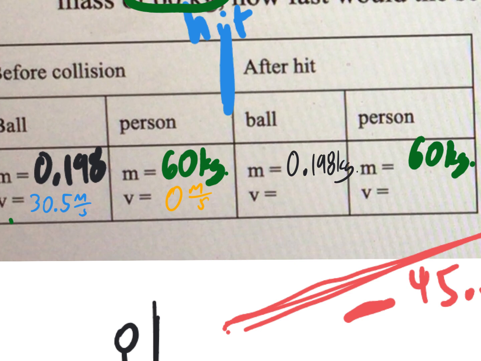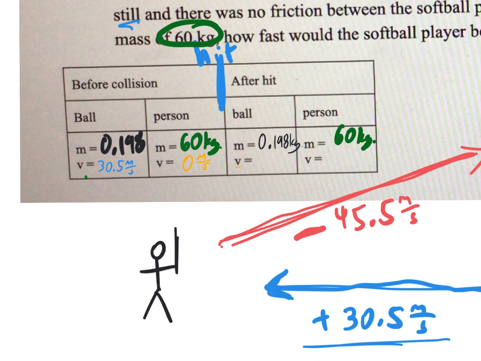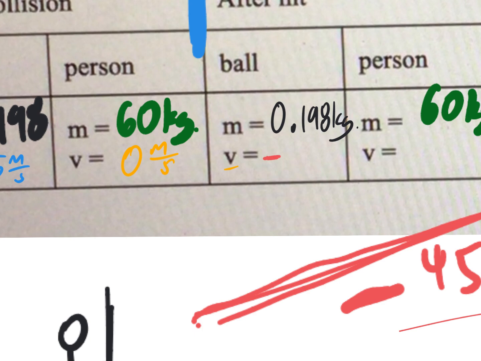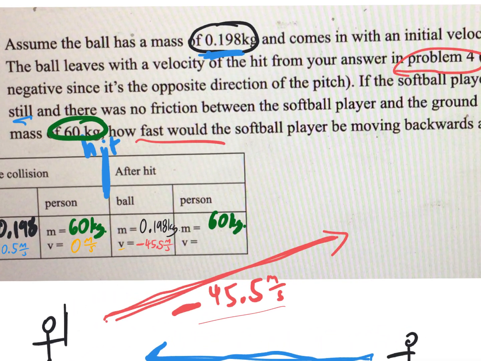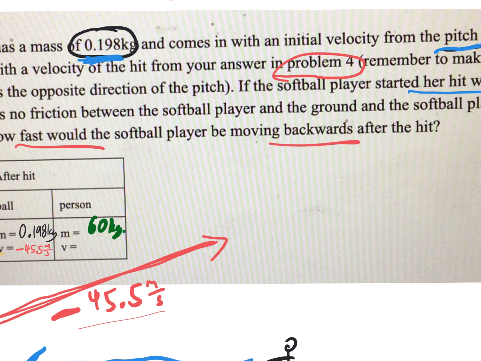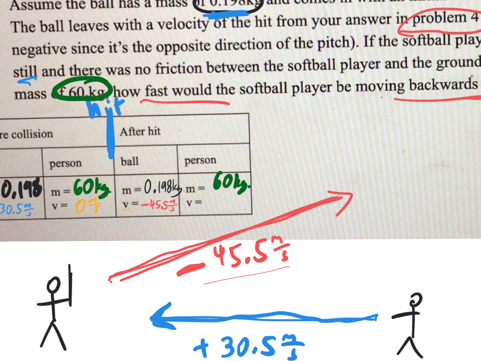After the hit, the ball's velocity is going to leave at 45.5, and I have to make sure that's negative, so that's going to be negative 45.5 meters per second. And the question is, how fast would the softball player be moving backwards after the hit? So I'm going to solve for this variable right here, and I'm going to label it v.